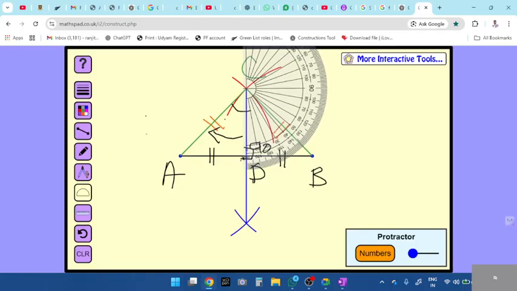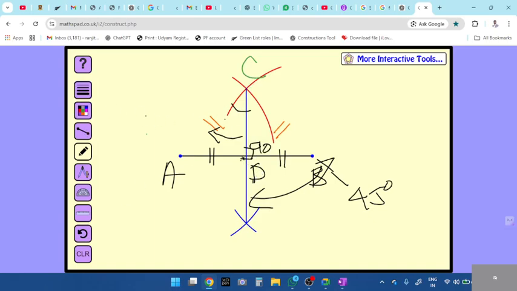What is the angle formed? Isn't it 45? From here to here. Can you see the answer here? What is given? Isn't it 45 degrees? 45. Okay, which means even the angles are the same, students.